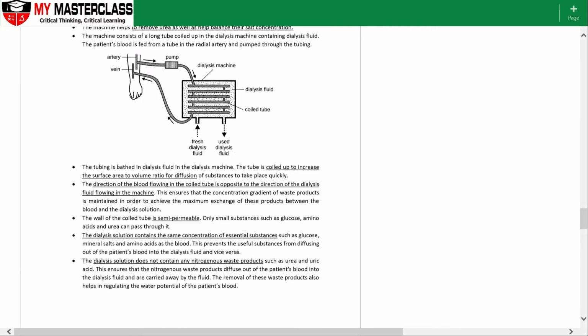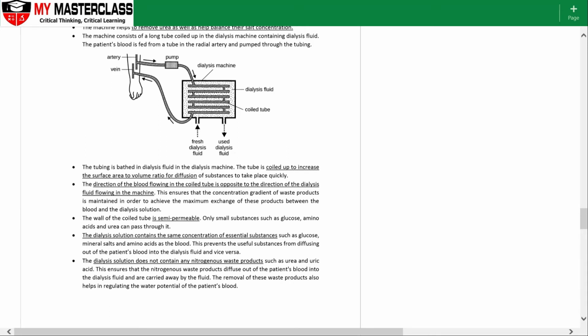All right, so when it comes to the dialysis machine here, the entire dialysis fluid tubing, you can see that it is all coiled up. The coiling is very similar to our small intestines. Basically, the need for it is to increase the surface area to volume ratio so that the diffusion of substances can be extremely rapid. Another thing, if you notice here, the blood of the patient is flowing in this direction, but the dialysis fluid is flowing in the opposite direction.